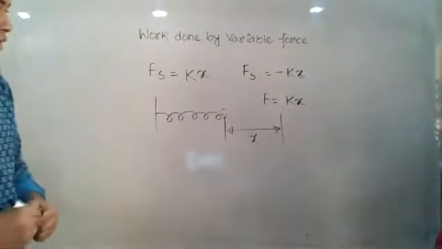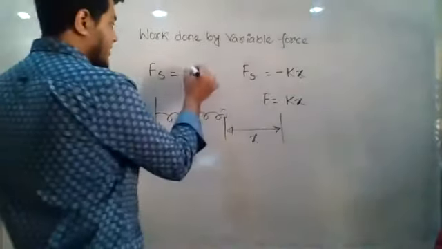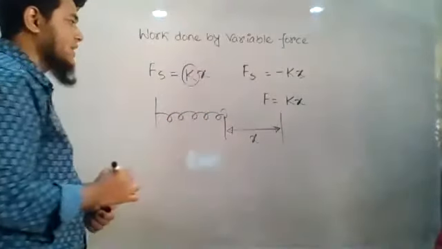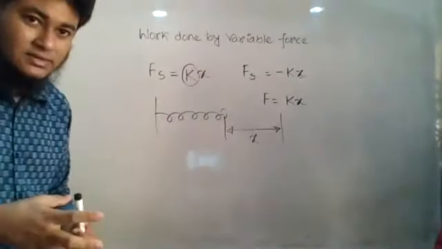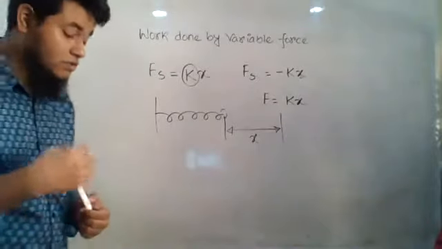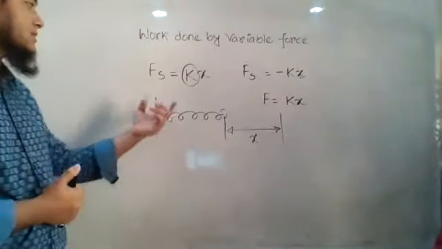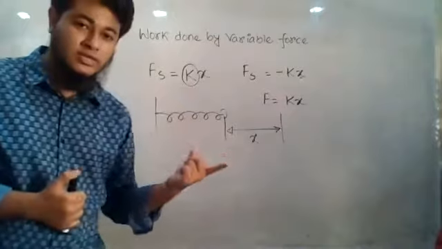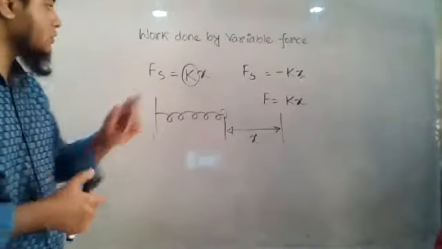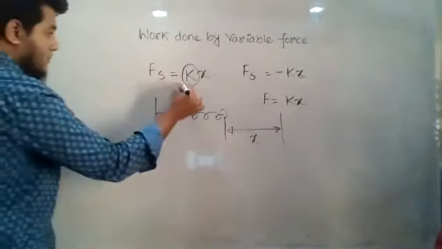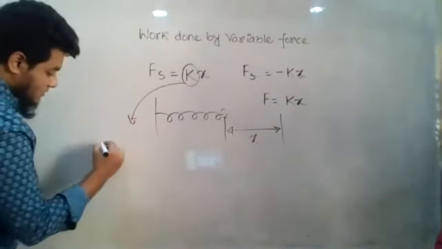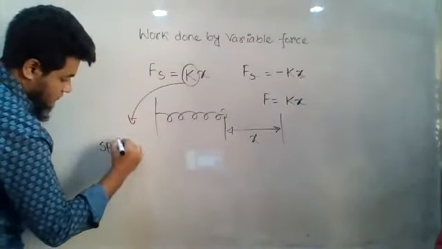Okay, now here I already told you that this k is generally called the constant of proportionality. But as this is an equation of a spring force, this constant has a special name. That name is spring constant.